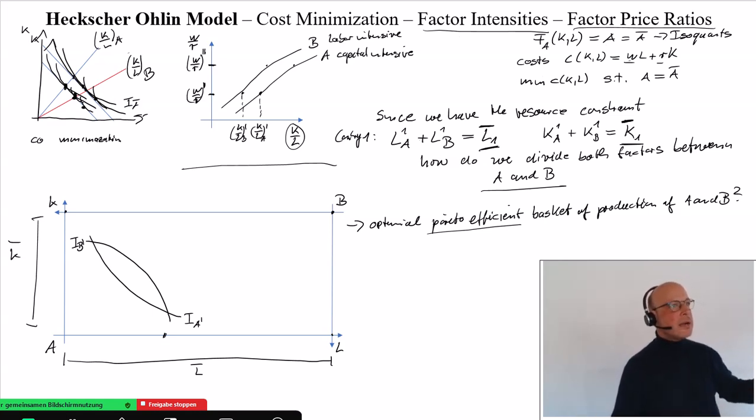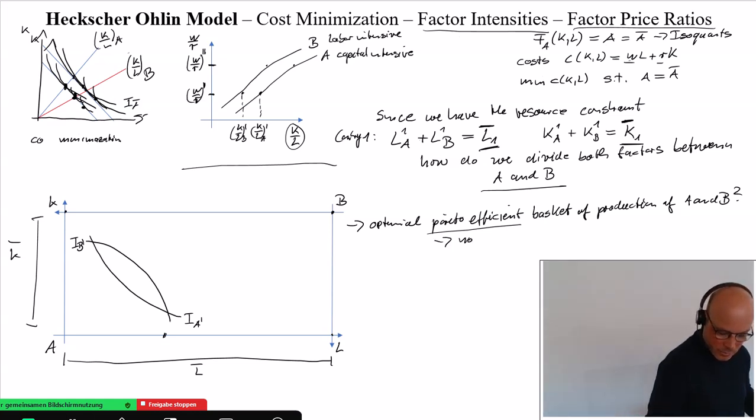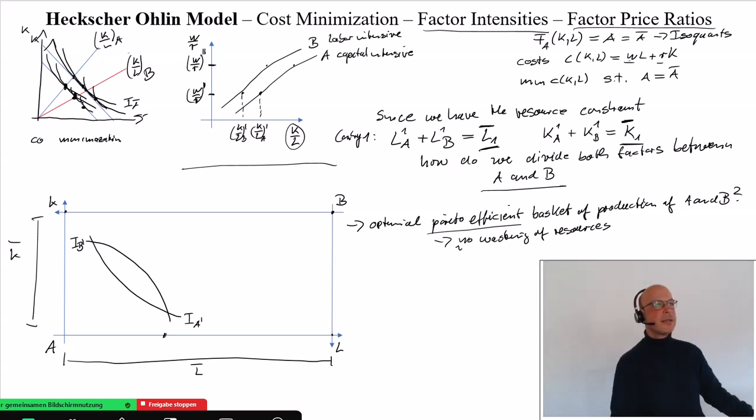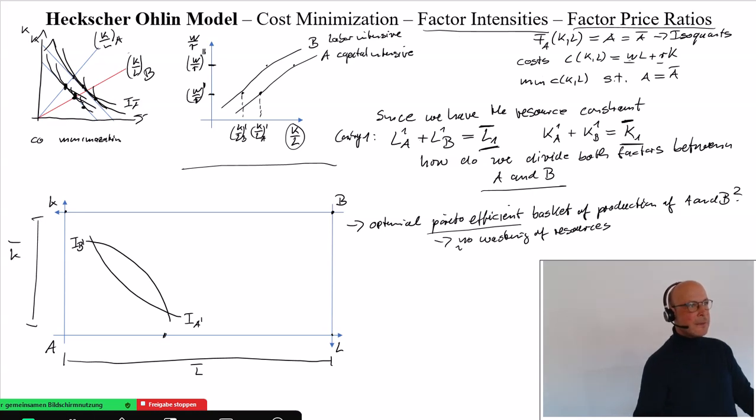And since we have assumed positive marginal products, this is the same assumption as you have made in utility theory when you made the assumption more is always better. So we know that in optimum we will use 100% of our factor inputs of L bar and K bar. So to speak, no wasting of resources.